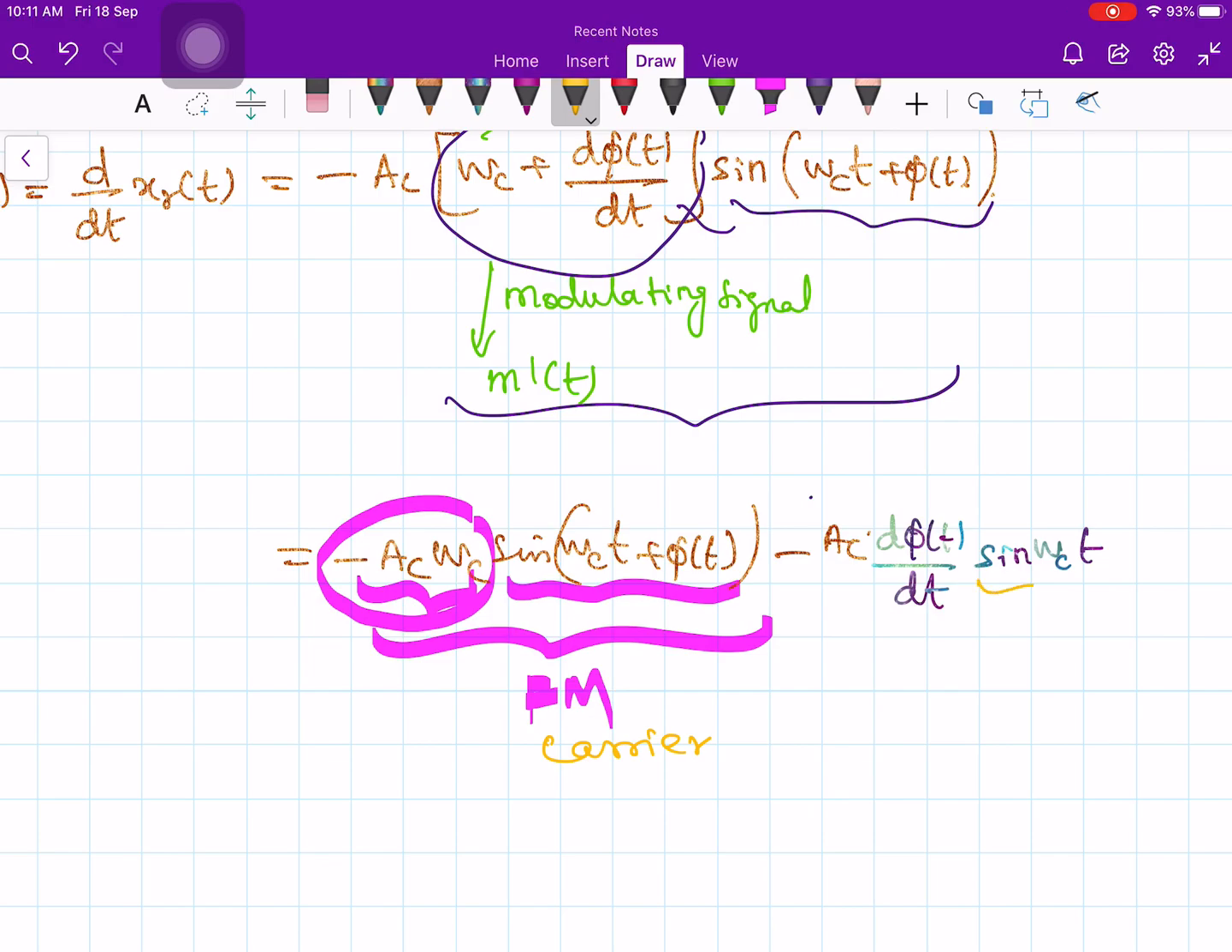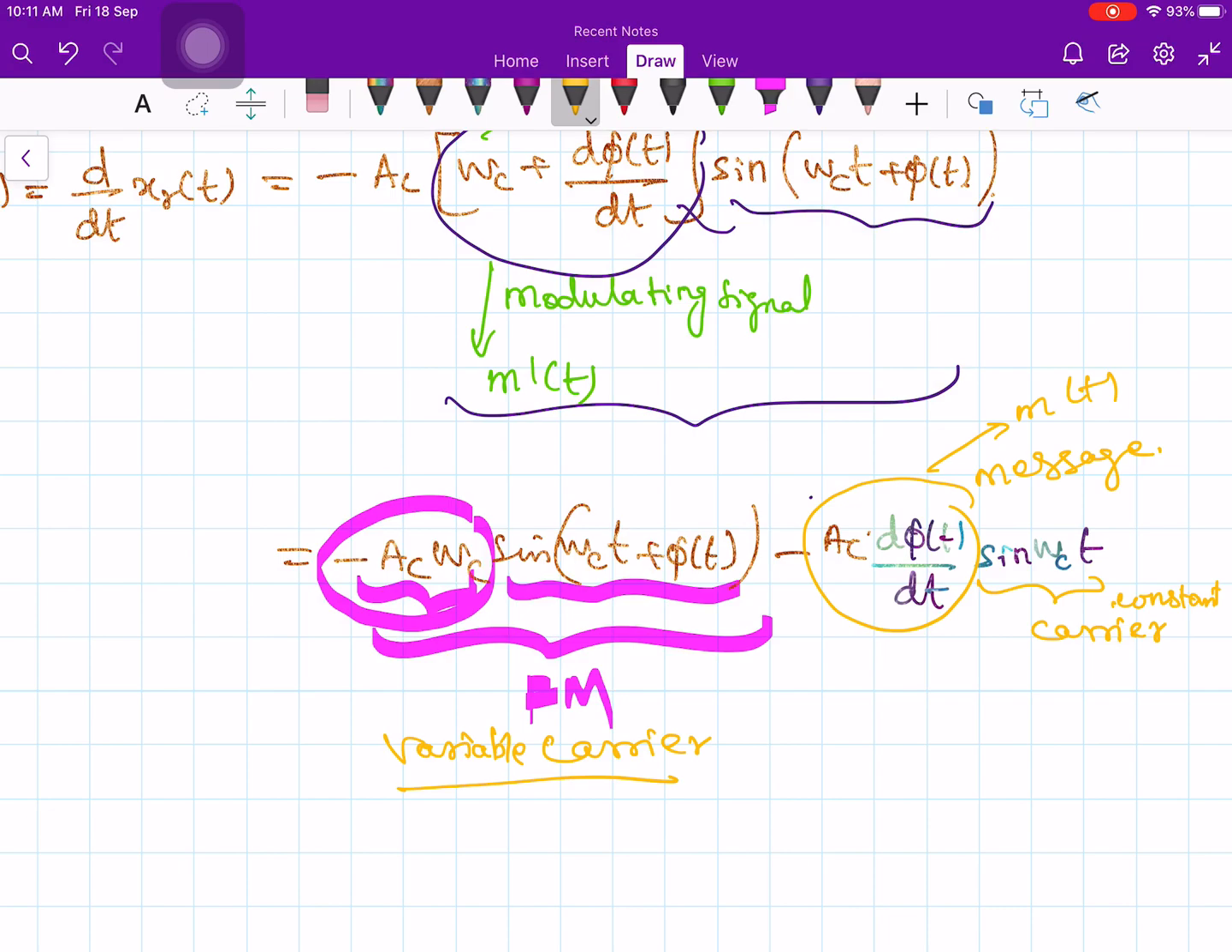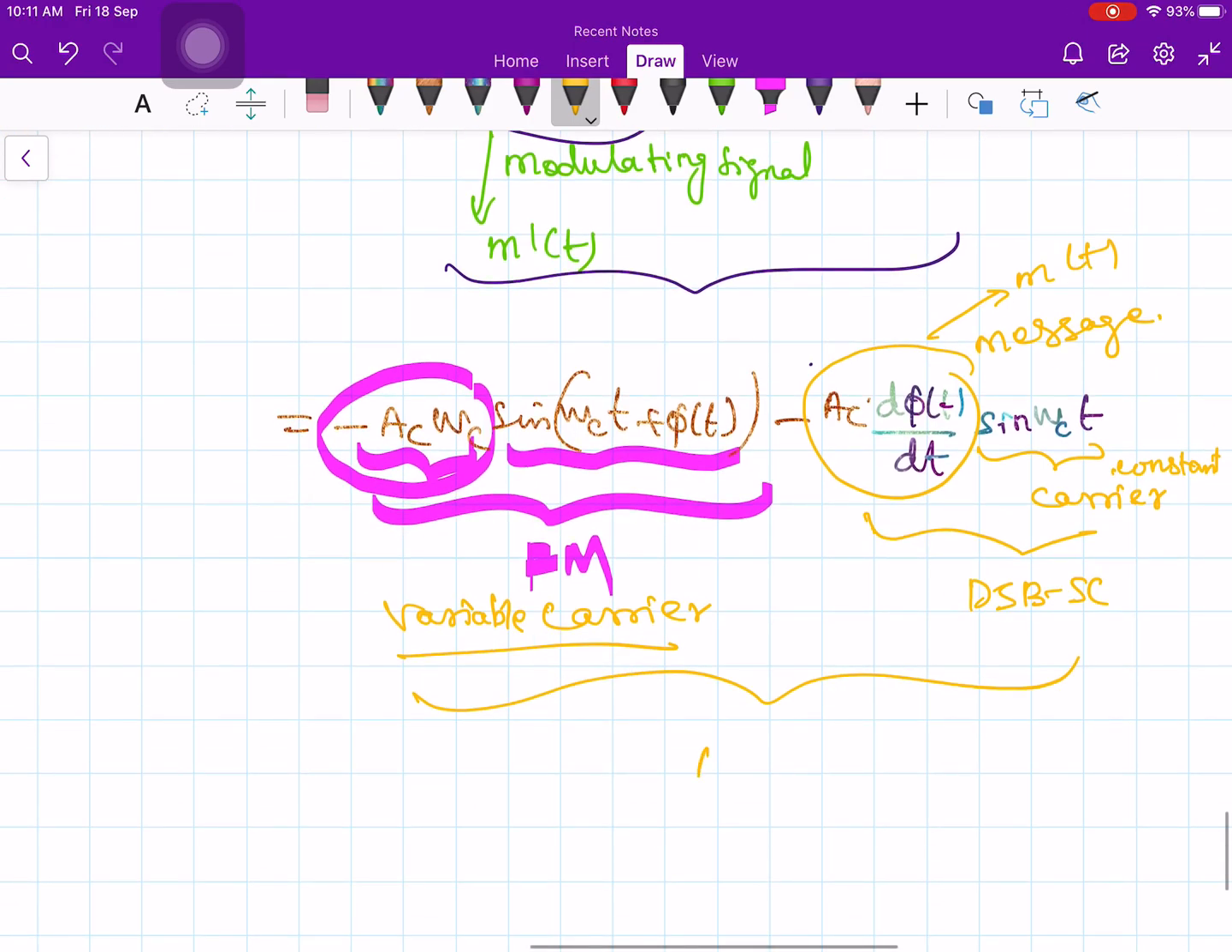Now what about this? This is again the constant carrier. Here is the variable carrier, and this one is the constant carrier multiplied by what? Your message, because your d phi by dt is your message. D phi by dt is m of t, the modulating signal. Therefore this whole thing is DSBSC. So if you combine these two, then it looks like AM with carrier.